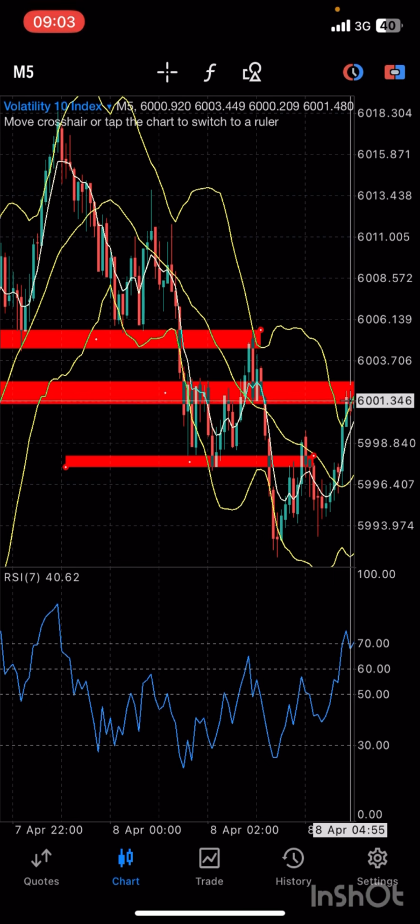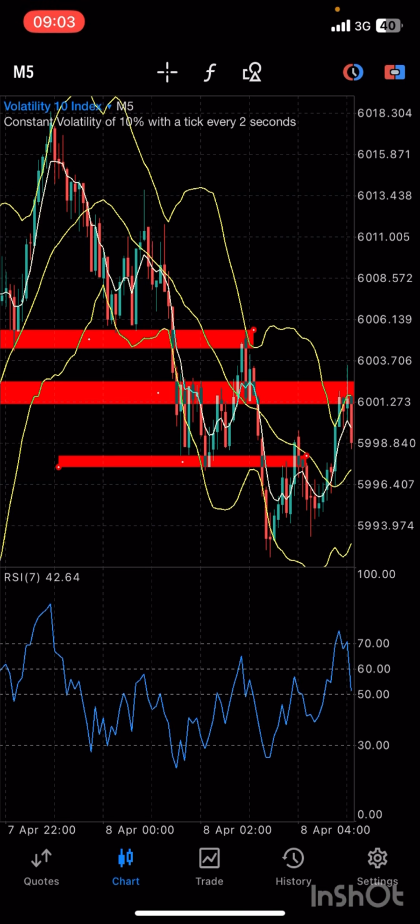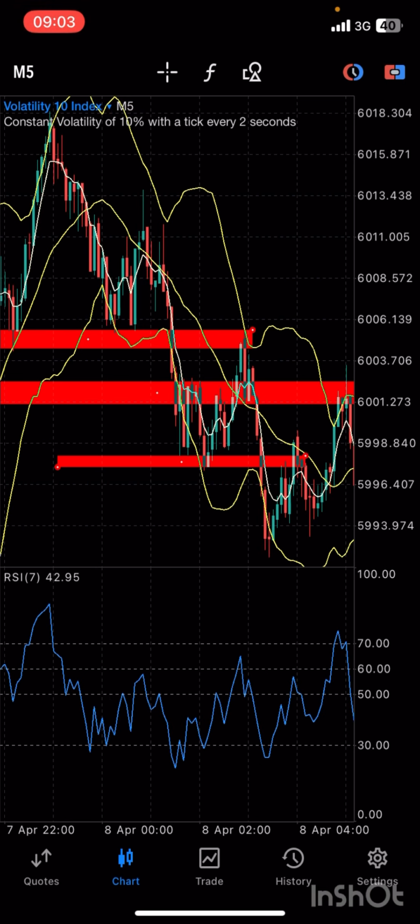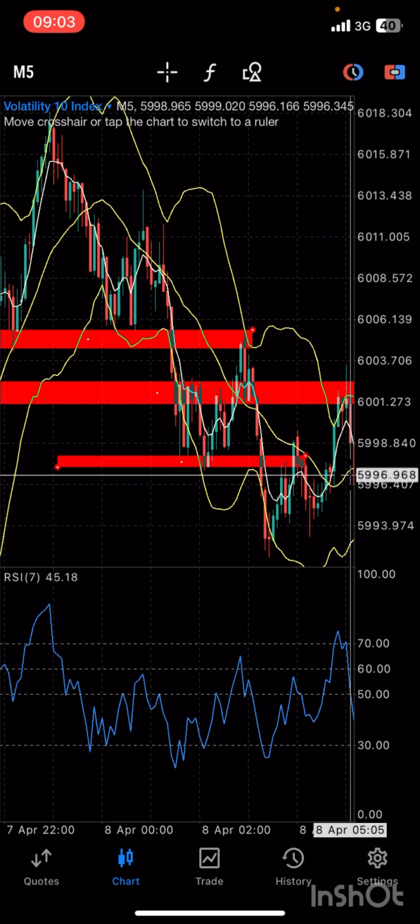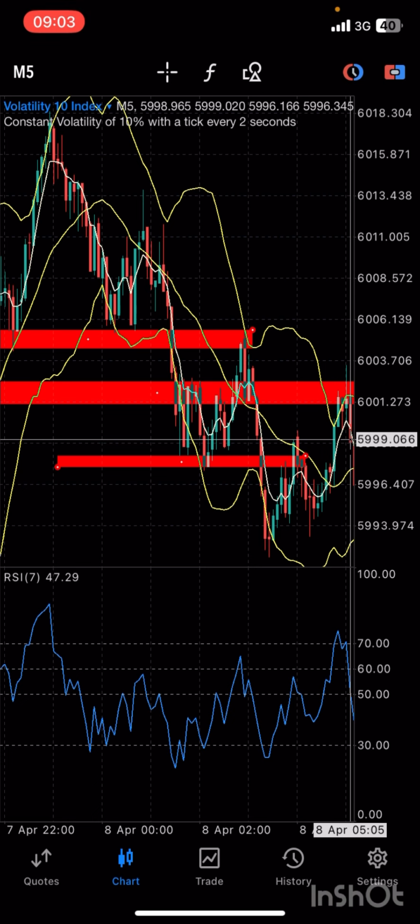I said the next thing is we will look for a candle that closes below the moving average. Remember, this moving average is this white one. So if the next candle closes below this white line, we will take a sell all the way to the bottom of this Bollinger. So let's see. Now we have that candle closing below the white one. We'll take a sell on this particular candle that closed here, and we'll take the sell to the bottom of the Bollinger.